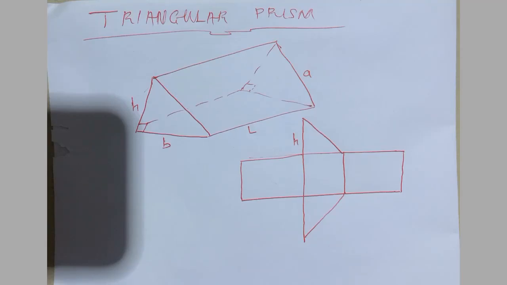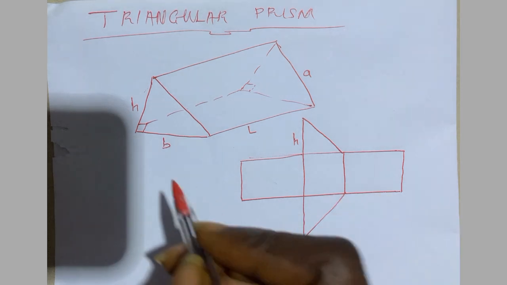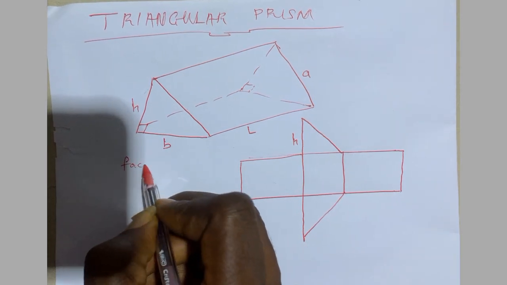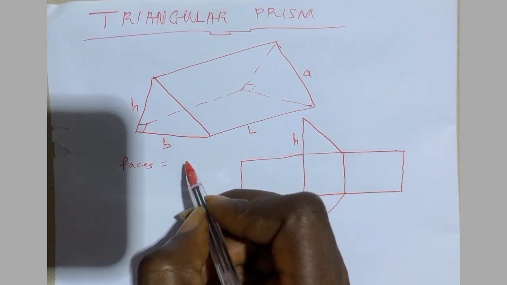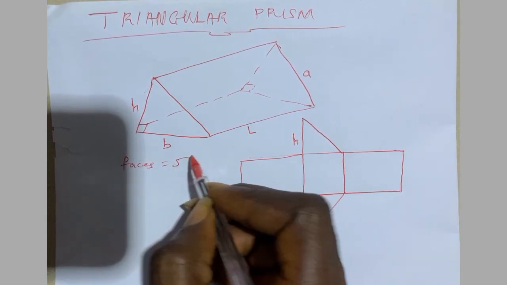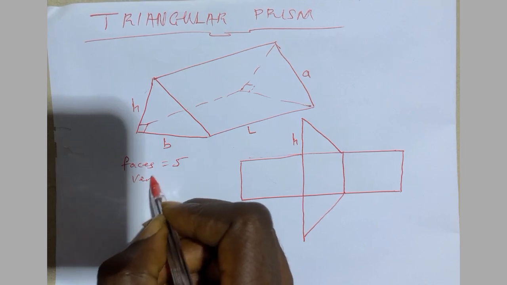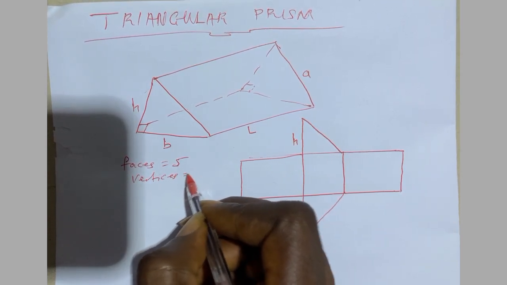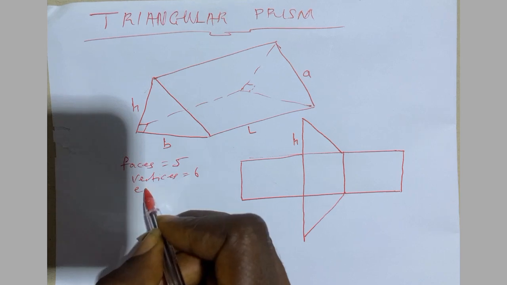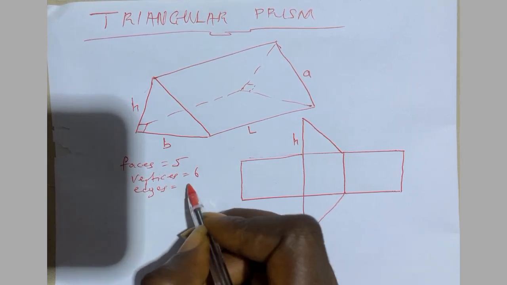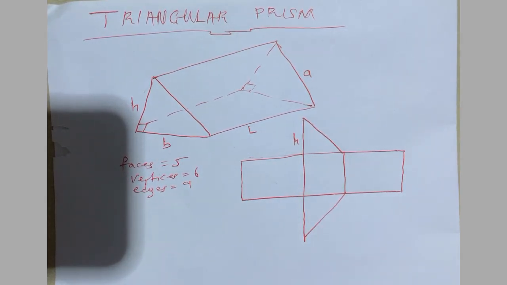prism. In our previous video, we figured out how to determine the number of faces, the number of vertices, and the number of edges of a triangular prism, of which, after our deduction, we saw that the faces of a triangular prism were 5, the vertices of the triangular prism 6, and we had the edges of the triangular prism to be what? 9.